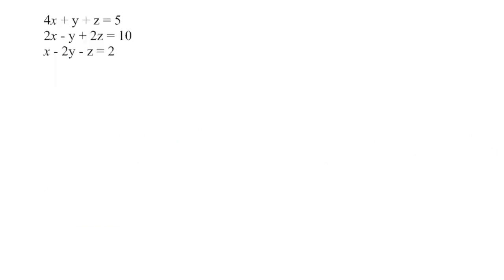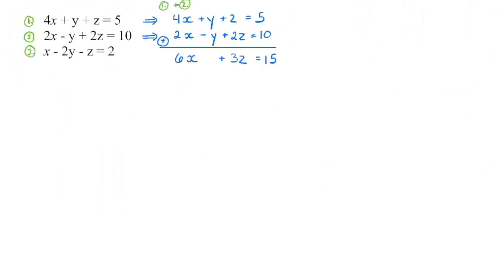Take a look at my next one. I can see that I've got X, Y, and Z, and right away I notice that these two Y's are probably the easiest to eliminate. I can add those two equations together and get rid of my Y. By bringing together equations 1 and 2, we've eliminated one variable. We have now just an X and a Z.